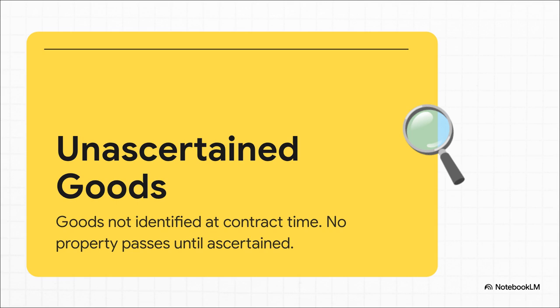No property passes until goods are ascertained. This is an absolute negative mandate in the law. If I agree to sell you 100 bags of wheat from my go-down of 10,000 bags, we don't know which 100 bags are yours yet. So Section 18 strictly prohibits property from passing. I will loudly repeat this. Identification, or ascertainment, is the non-negotiable first step.